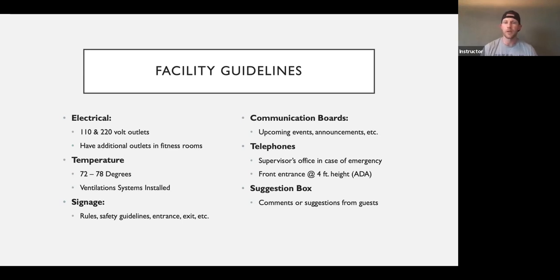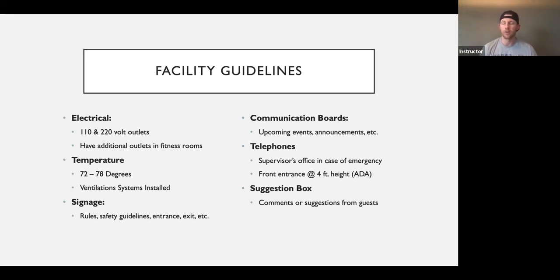Temperature, they say between 72 and 78 degrees. Make sure there are ventilation systems. That's very important. You don't just want this musty air just sitting. If you go into any big gym, you'll see those giant air vents typically sitting out, or a giant fan that's blowing through.